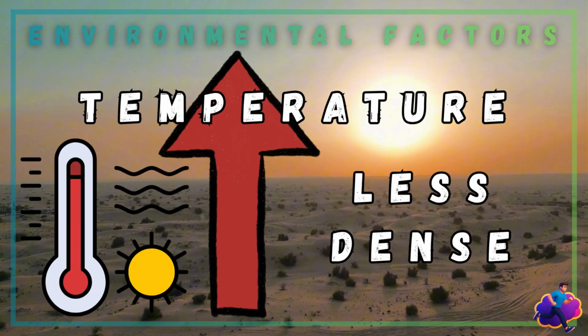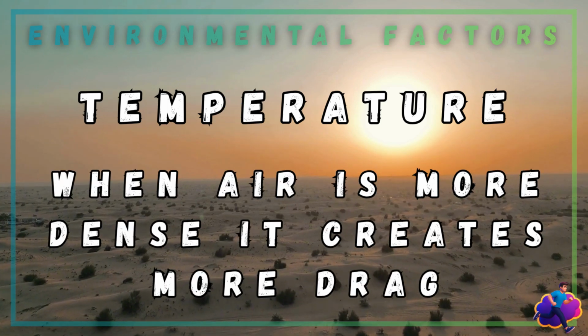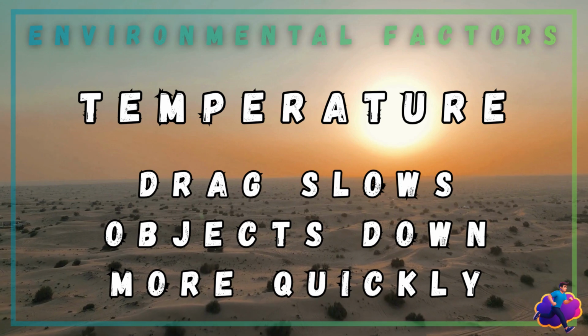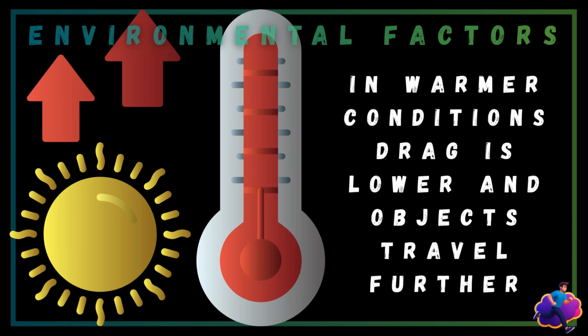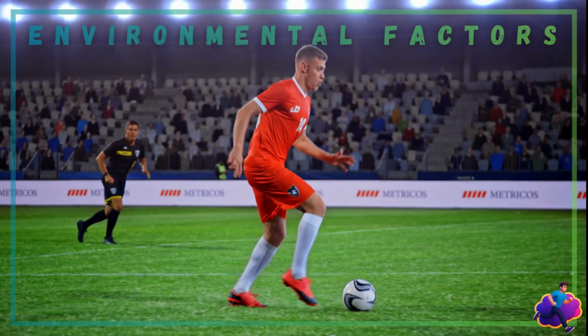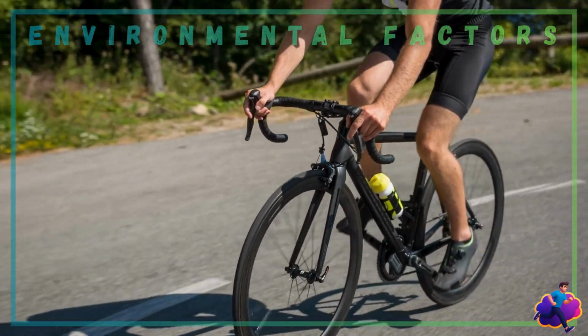Warm air is less dense, cold air is more dense. When air is more dense, it creates more drag. That drag slows objects down more quickly and reduces how far they travel. So in warmer conditions, drag is usually lower, and objects like balls or javelins can often travel further. In colder conditions, drag is higher and objects may not travel as far. And this matters in sports like football, golf, athletics throwing events, and cycling.